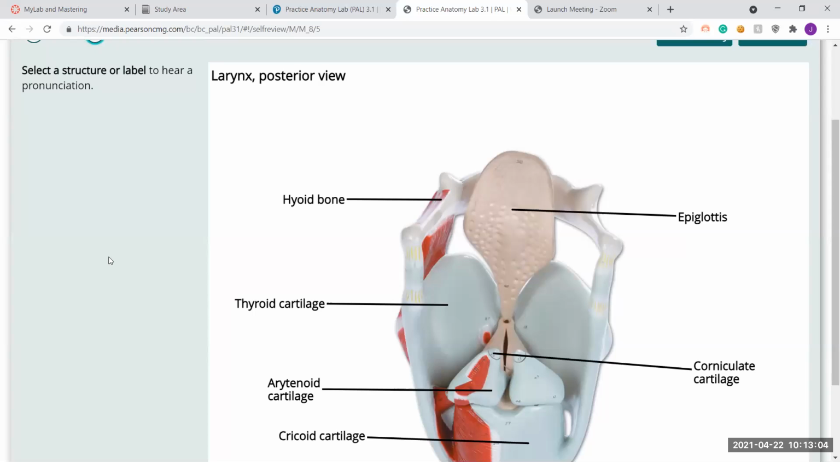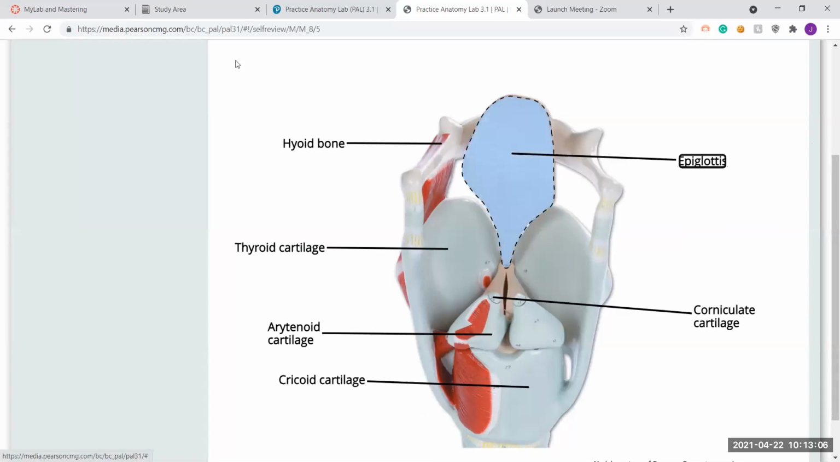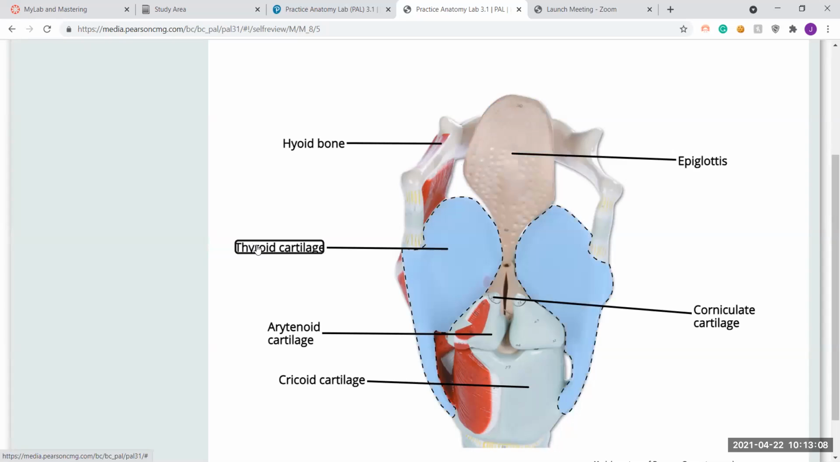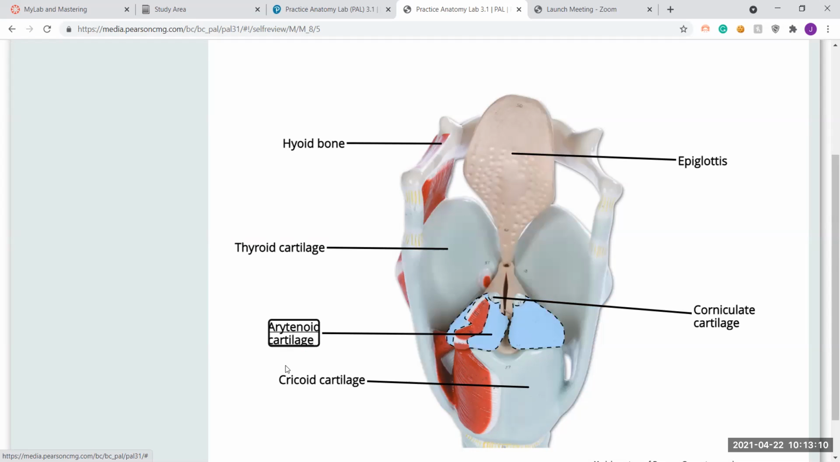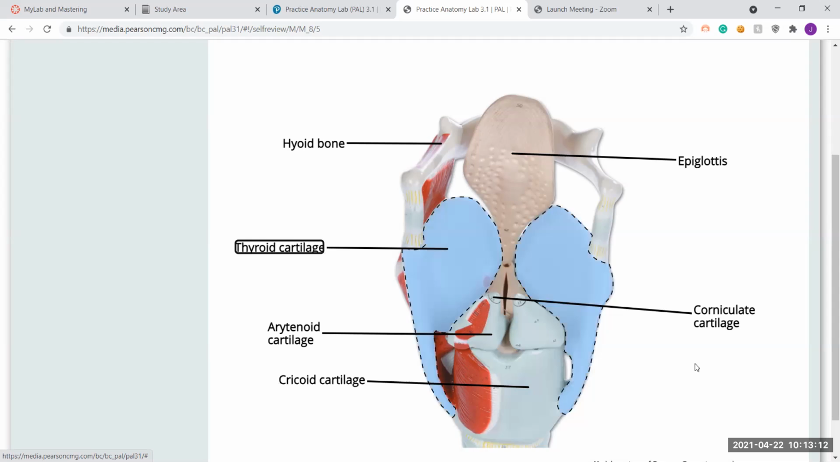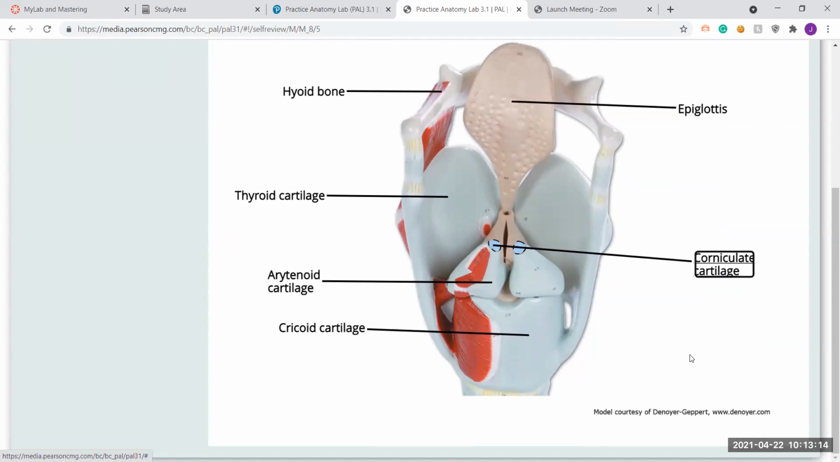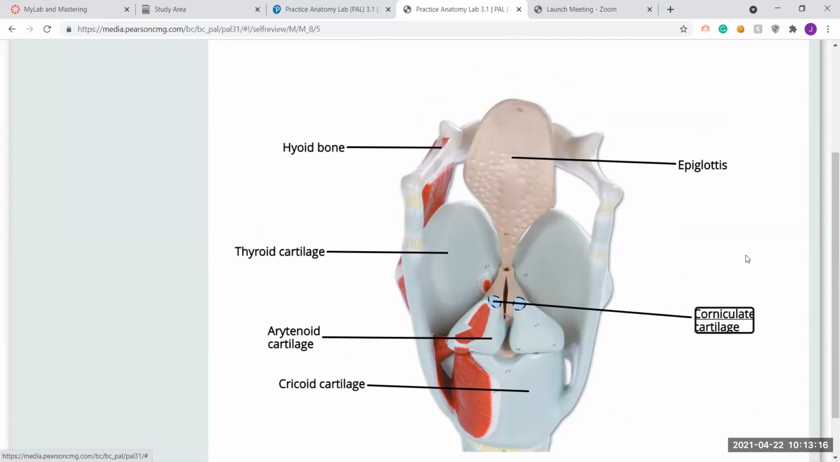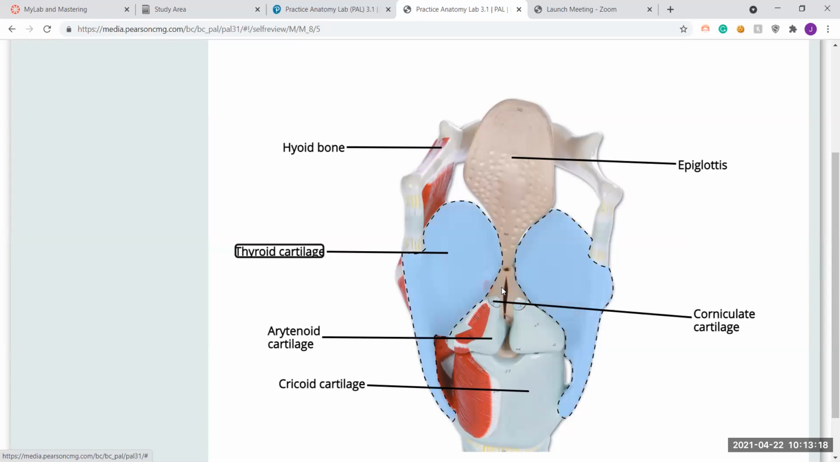The larynx, posterior view: epiglottis, thyroid cartilage, arytenoid cartilage, cricoid cartilage, corniculate cartilage. So these are the cartilages which play a big role. And you see this one, this part is the vocal fold.